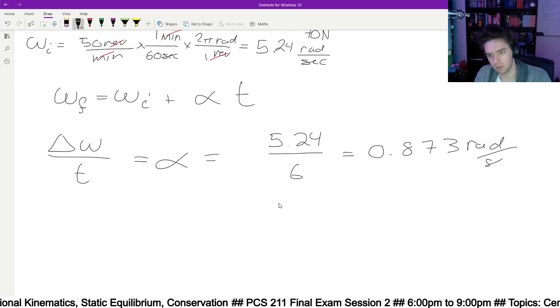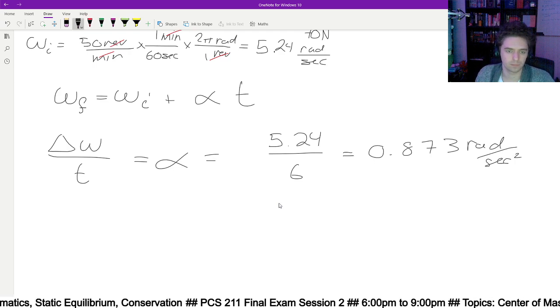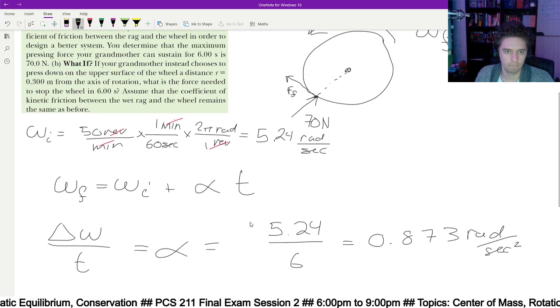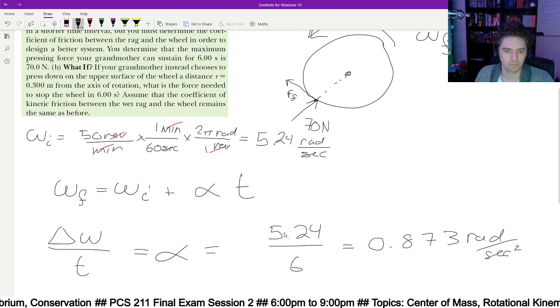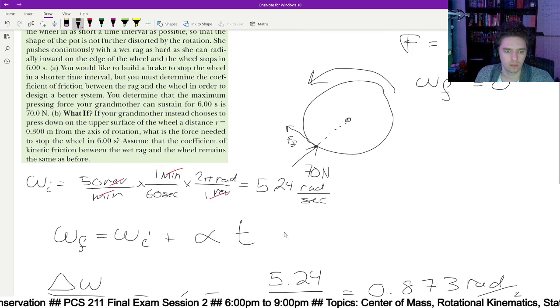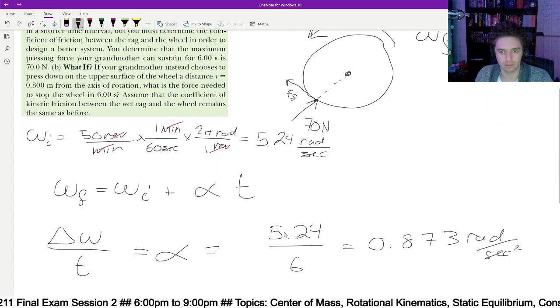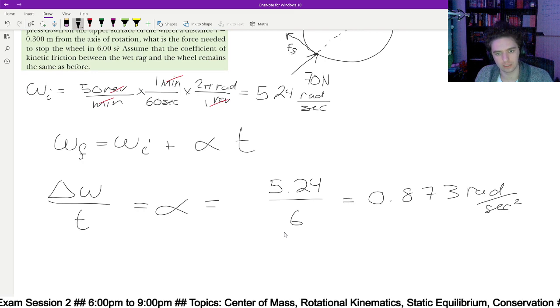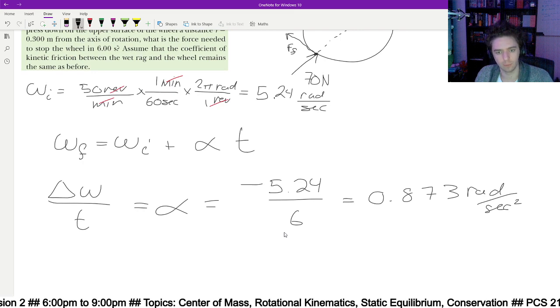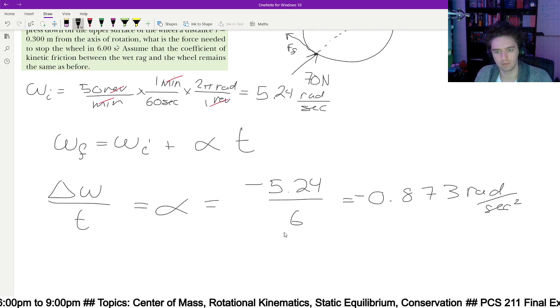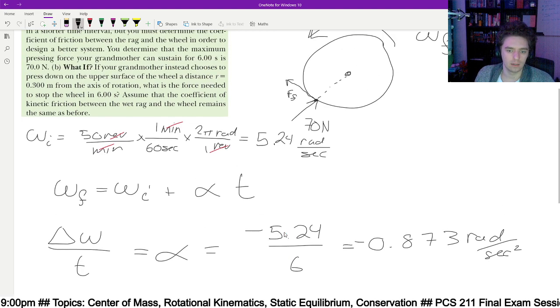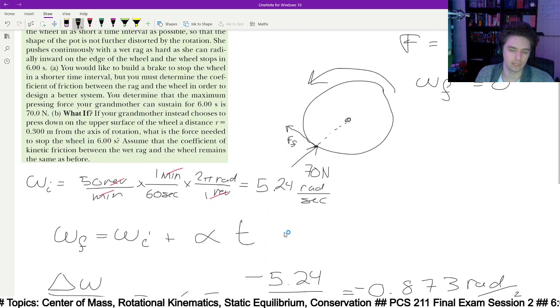radians per second squared. Wouldn't it be negative, because the initial was 5.25 and final 0, so 0 minus 5.25? Oh, you're right. Yeah, sorry, I had it backwards in my head. Final is 0, initial is 5.25, so it's final minus initial, so it's the negative of this. How does that make sense? Oh yeah, because you're slowing down. Never mind, that does make sense.